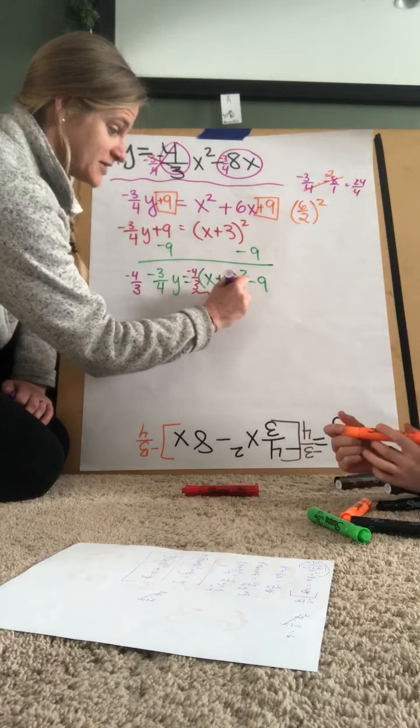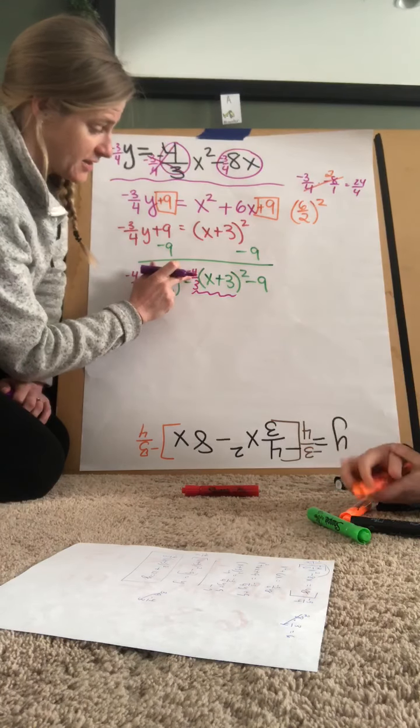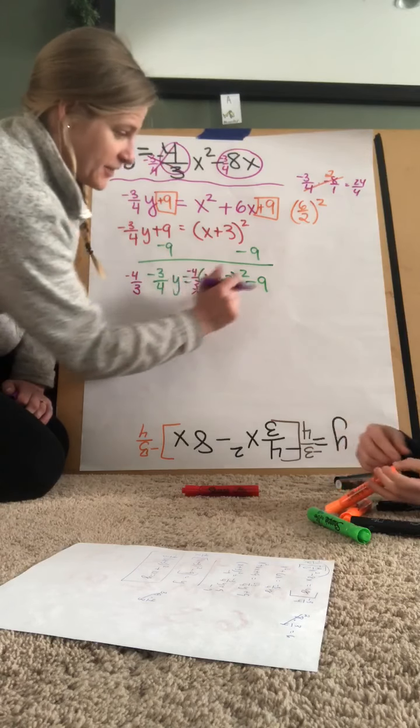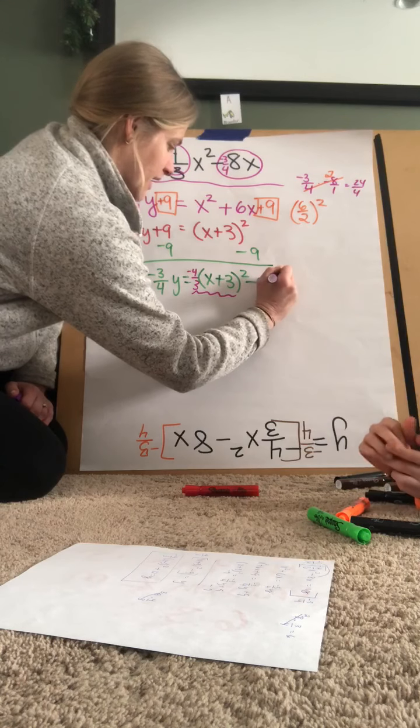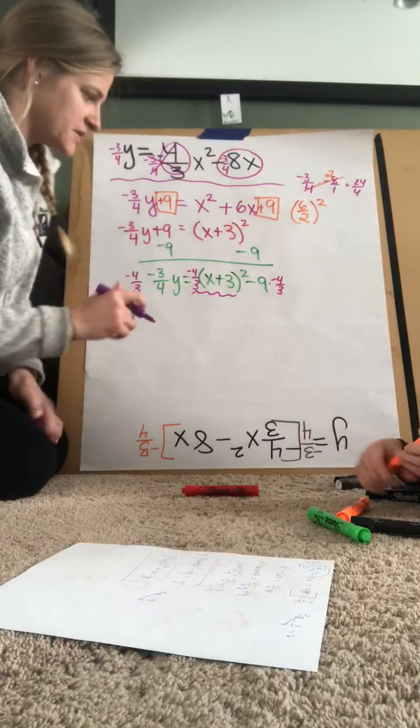No math involved here. Just throw it in front of the parenthesis. Remember, that's our a, right? That's going to be our a value. But then this 9 has to get multiplied by negative 4/3.